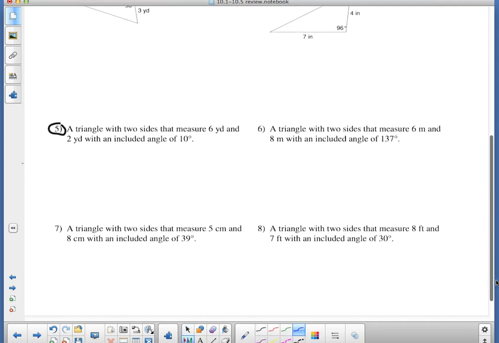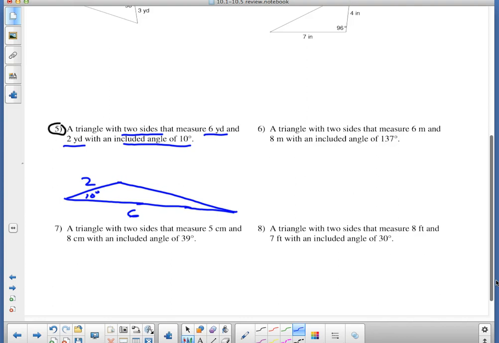In number 5, a triangle with 2 sides that measure 6 and 2 with an included angle. Remember that included angle is between the 2 sides. So I got, this is 10. This goes out here, this is 6, this is 2. Let's pretend that's really a true triangle. Okay, I'm finding that area.